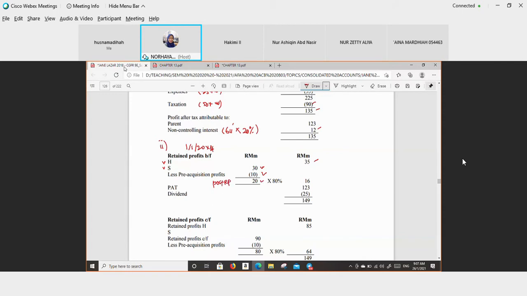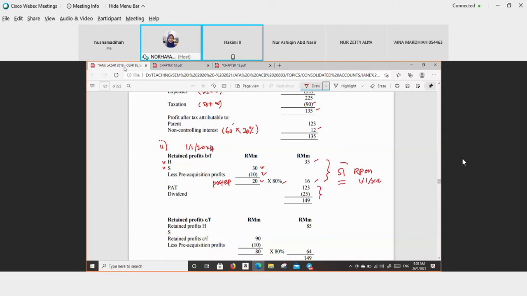Are you following? Okay, so 20 million times 80%, so you get here 16,000. Jawapan ni sebenarnya kat sini saja. 35 plus 16, so this is 51. So 51 ni ialah retained profit on 1st January X4. Jawapan ni kat sini je sebenarnya. Sampai situ saja.